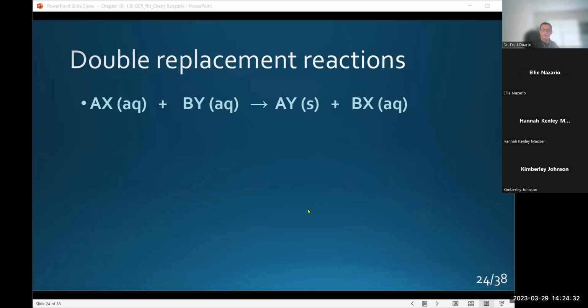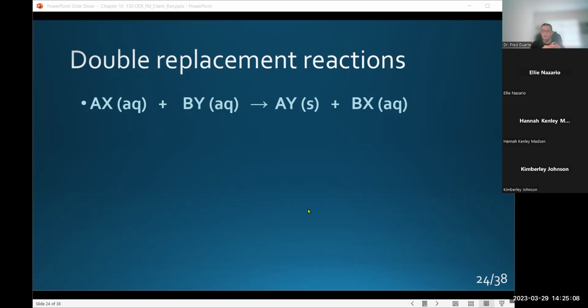Now, which brings us to the double replacement reaction, which is what we did earlier with the nickel and the lead sulfate and nitrate. In this scenario, you have 2 soluble reactants, AX and BY. They're mixed together, and the partners are exchanged. So now, instead of AX, you have AY, and instead of BY, you have BX.